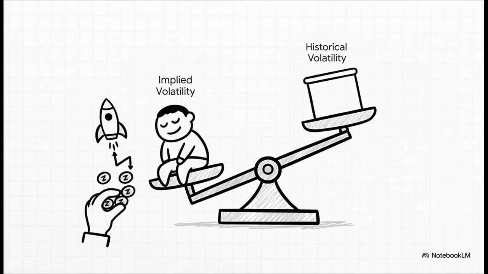And of course, it works the other way too. What if the ratio is low, say below 1.0? Well, now the market looks complacent, maybe even a little sleepy. It's underestimating what might happen. So this is your chance to buy options when they're cheap, betting that sooner or later things are going to get interesting again.